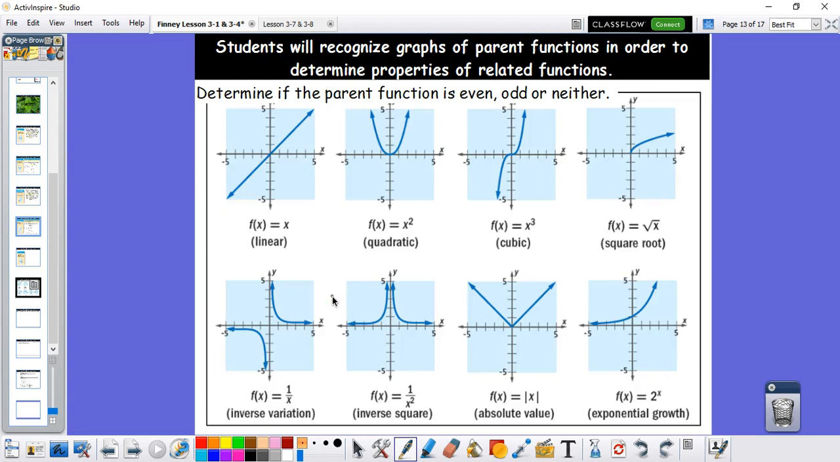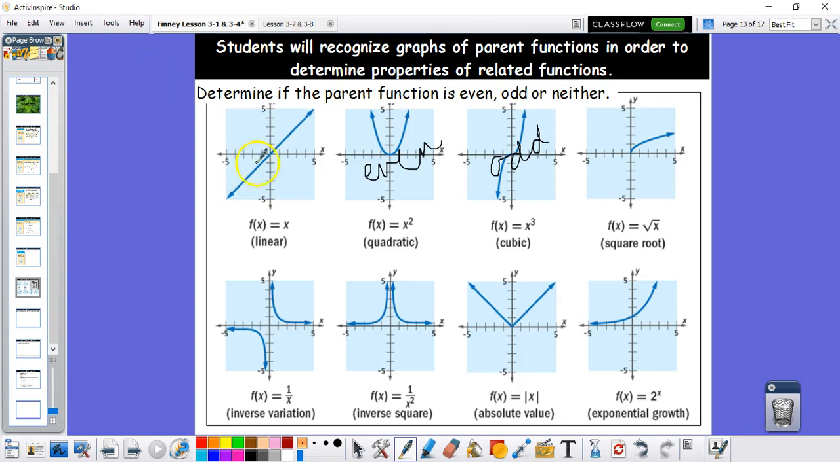So take a pause and decide if each of these functions is even or odd. We already did this one. We already did this one. You decide. Pause the video, answer the questions.